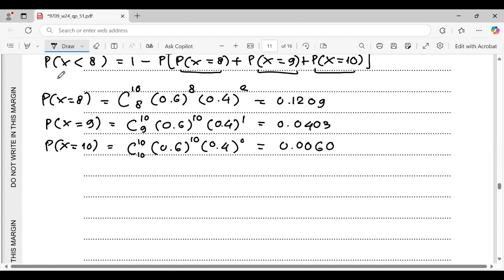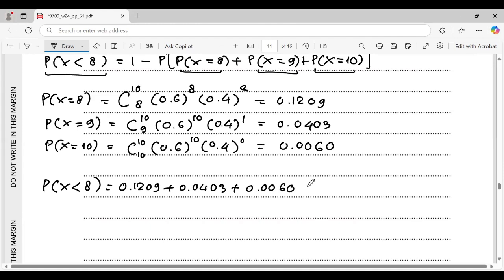So it means the probability X less than 8 equals 1 minus these probabilities: 0.1209, 0.0403, and 0.0060. And if we calculate 1 minus, I forgot.